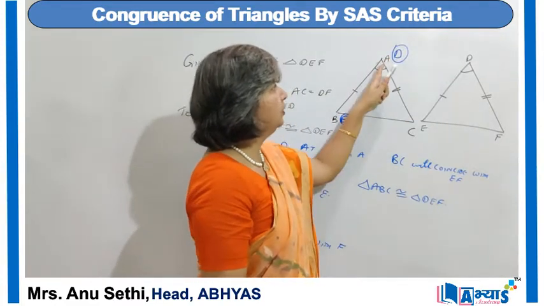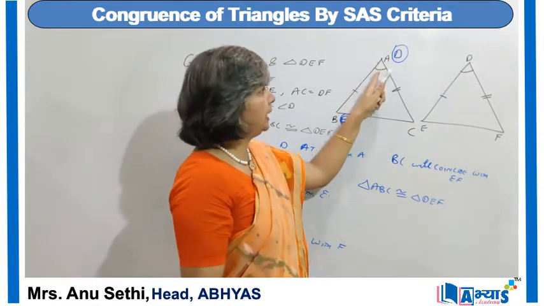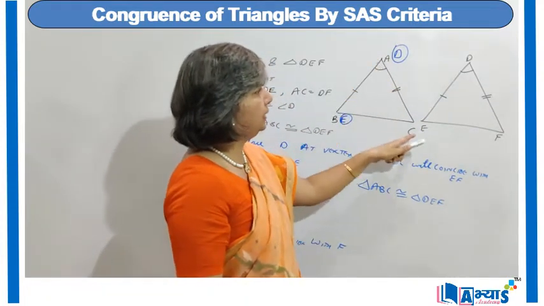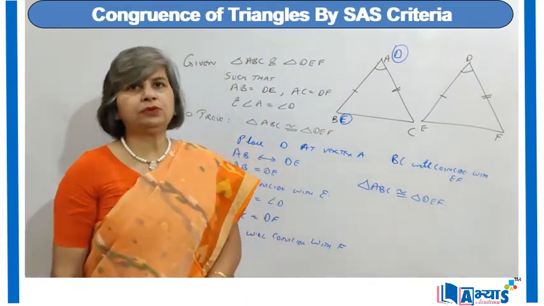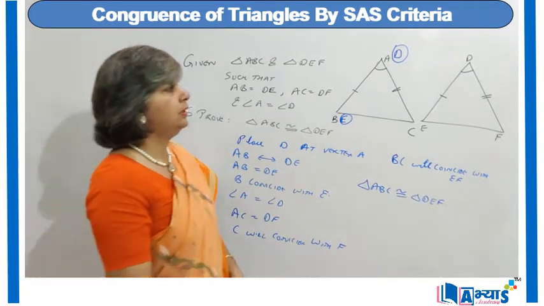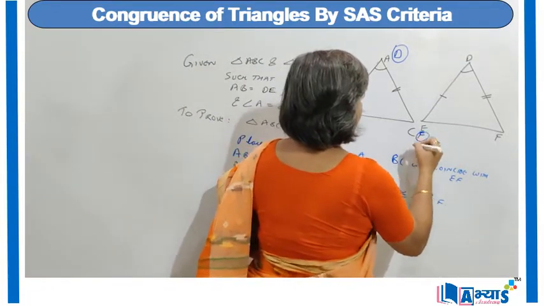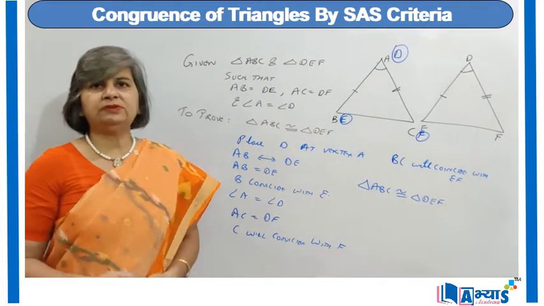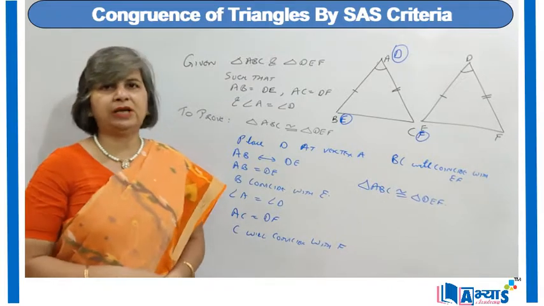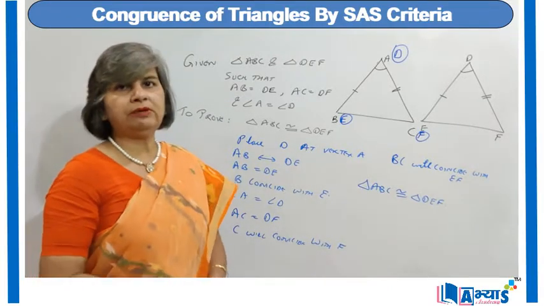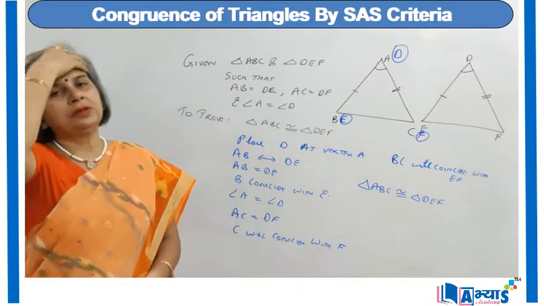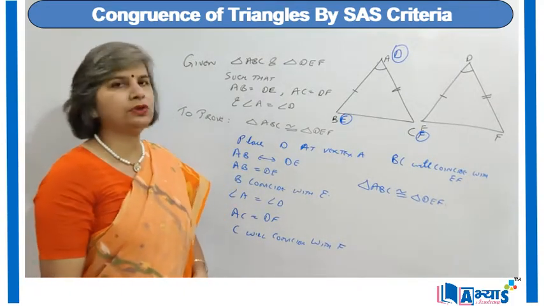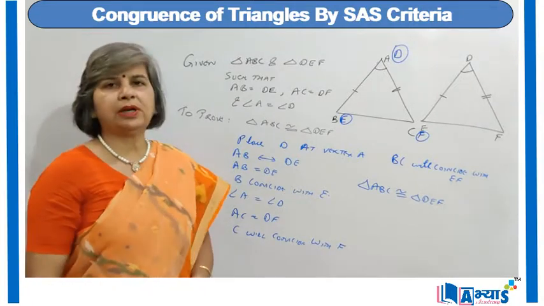Now as we know that angle A is equal to angle D, when D is overlapping A and angle A is equal to angle D, the DF line will align according to AC. And as we know that DF is equal to AC, so C and F will coincide. That means point F will coincide with point C. Now B coincides with E and C coincides with F. That means BC is equal to EF, or we can say the two triangles are superimposing each other. That is the condition for the congruence. So we can say that two triangles are congruent.